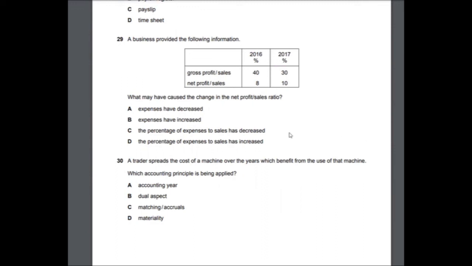Then multiple choice 30, which again is about accounting principles. A trader spreads the cost of a machine over the years which benefit from the use of that machine. Which accounting principle is being applied? It's matching, accruals, right? So each year's expense, which is basically depreciation, should be charged to that current year. It's about matching and accruals. So the correct answer to multiple choice 30 is option C.